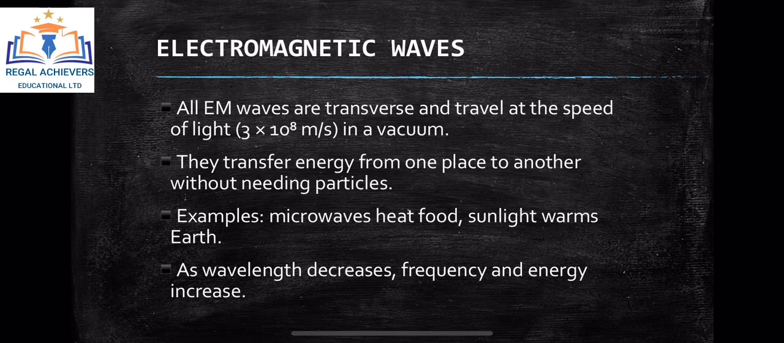Electromagnetic waves. All electromagnetic waves are transverse and they travel at the speed of light, which is 3 times 10 to the power of 8 meters per second in a vacuum. They transfer energy from one place to another without needing particles. Examples: we have microwaves that heat your food. We have the sunlight that warms the earth. As wavelength decreases, the frequency and the energy increase.